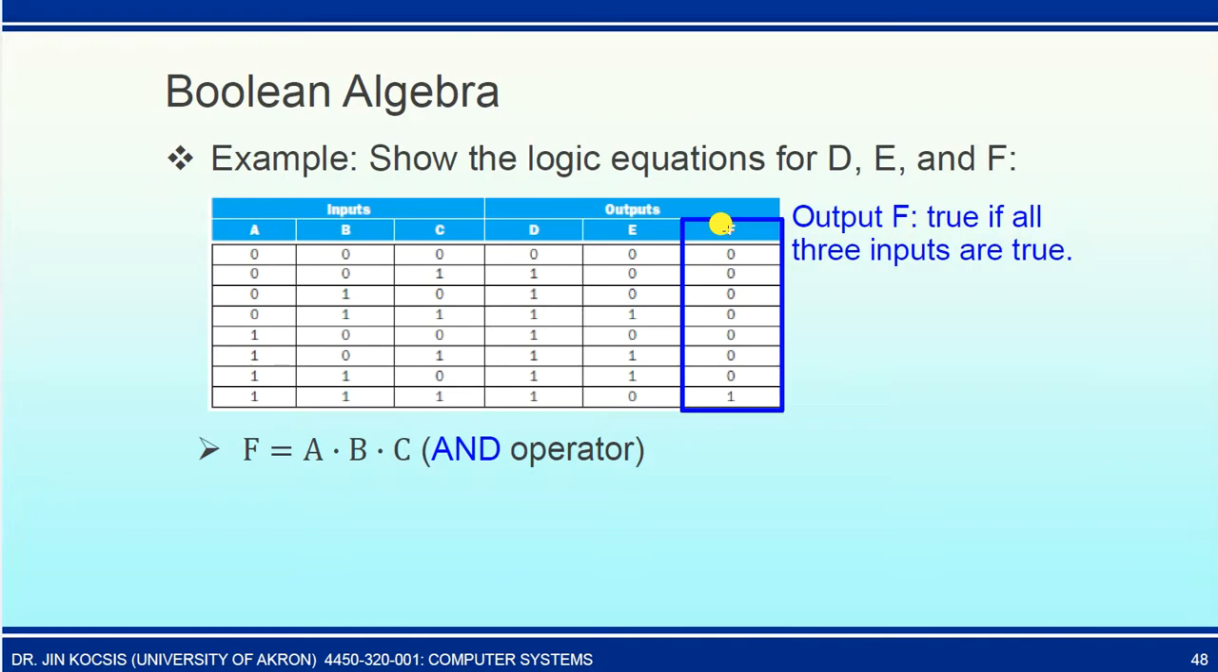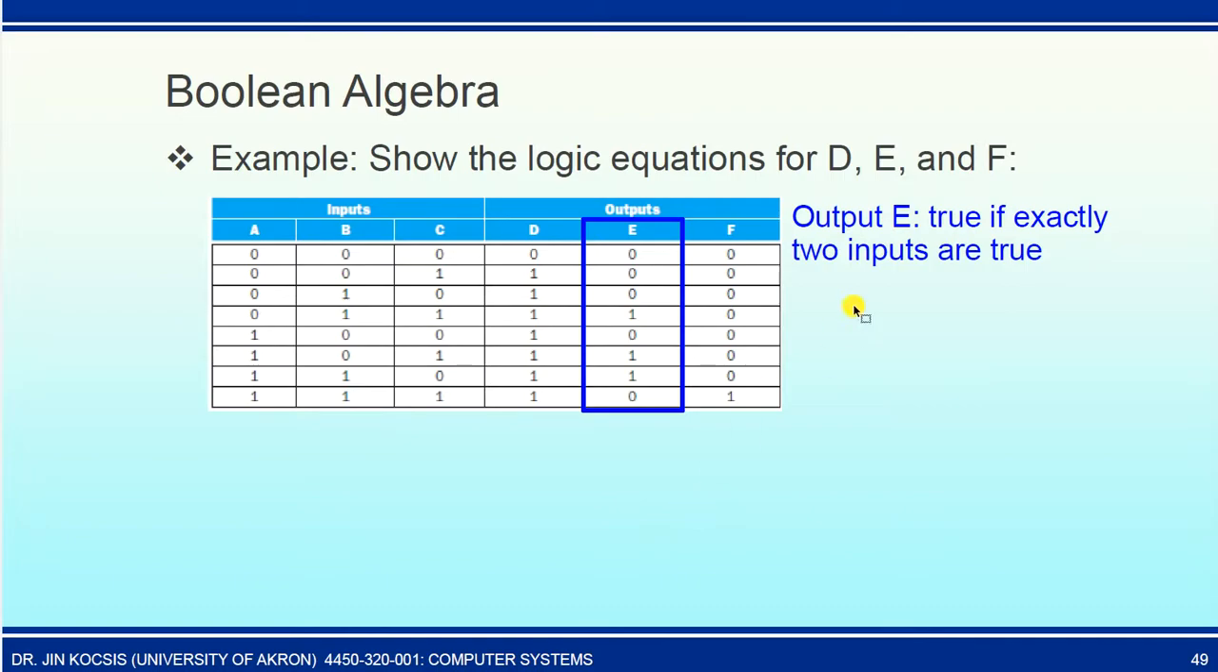Similarly, F is 1 only when all of them are 1, and will be 0 as long as one of them is 0. That exactly meets the definition of the AND operator. Basically, F is equal to A dot B dot C. That means F can be achieved by implementing the AND operation amongst A, B, and C. So E is not as straightforward, right? E is 1 when exactly two inputs are 1. So how do you implement that?